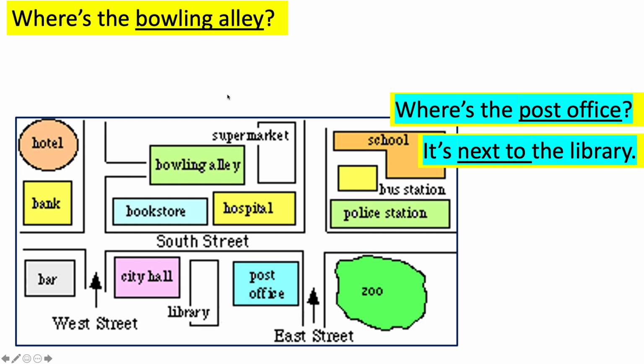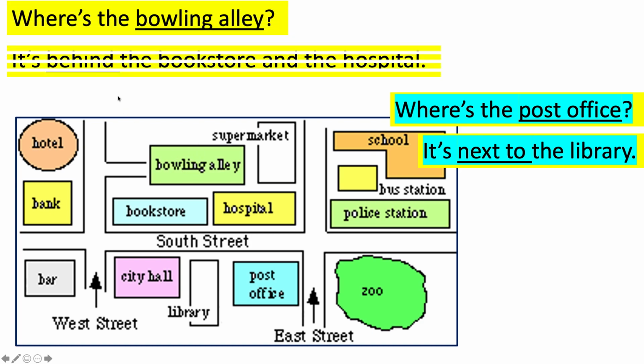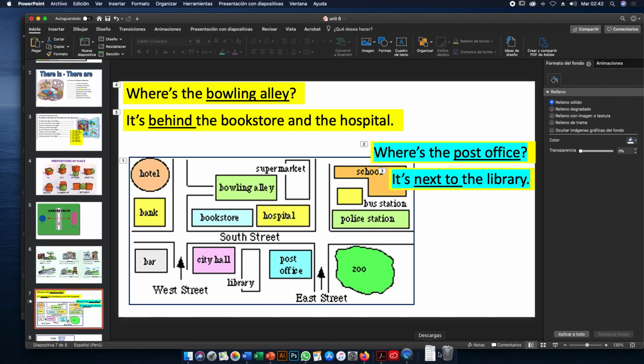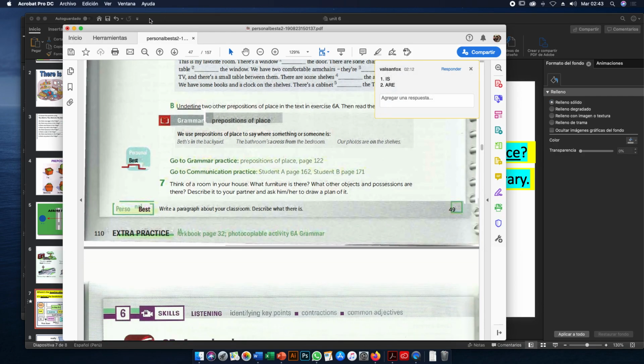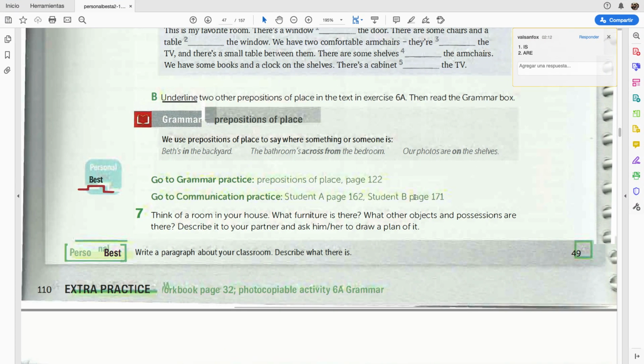The second, where's the bowling alley? It's behind the bookstore and the hospital. So here you can replace it with different places. For example, you can say, where's the hotel? It's behind the bank. So please practice those words related to position, to different positions of place. That's why they are called prepositions of place.